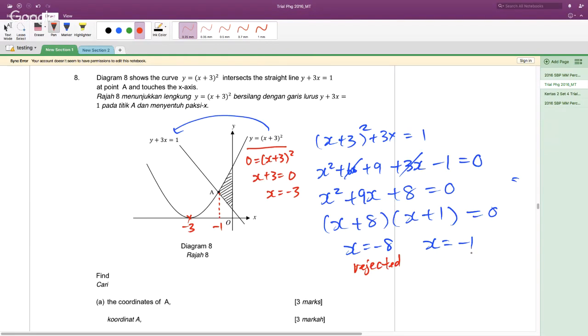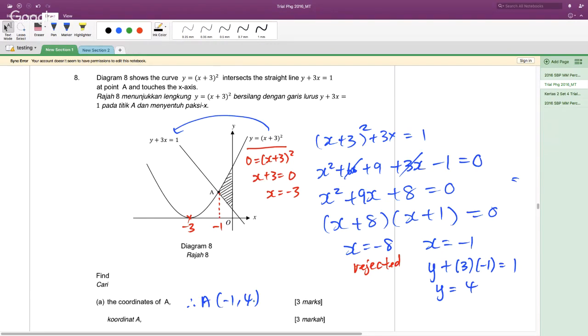So therefore, I know this is my x value of A. Of course, I will need to find the y value, so I will substitute back into the equation. y plus 3 negative 1, 3 negative 1 equals 1. So y basically equals 4. Therefore, your coordinate A should equal negative 1 and 4.